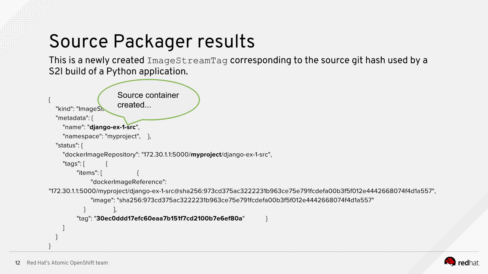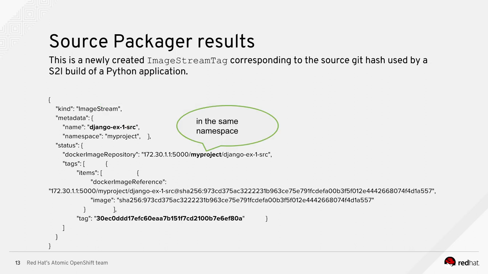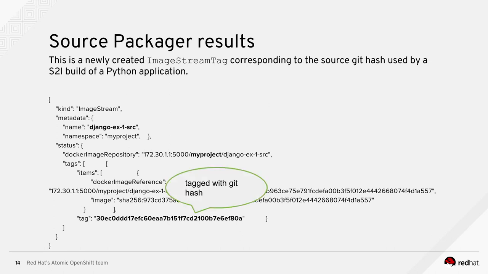So the resulting image stream object looks a little bit like this. The source container itself is named something-source. In our example, it's the first Django example build source container, so it's called Django X1 source. It's created in the same namespace, in the same project as the Django application itself. You could imagine that we put it in a different namespace, but this example is using the same namespace. And the image is tagged with the current Git hash, which has been used to build the application. So this Git hash refers back to the checked out source from the GitHub repository.